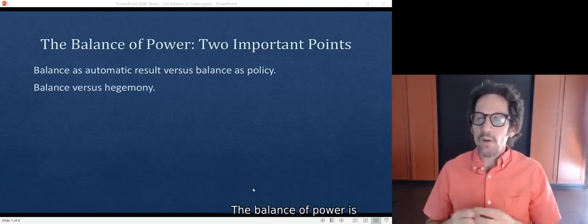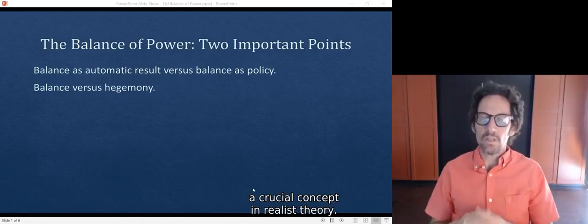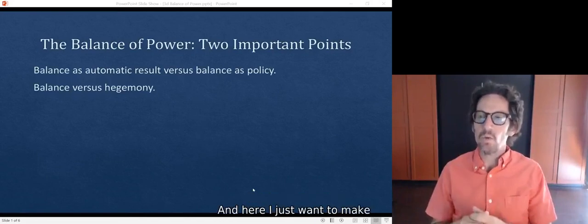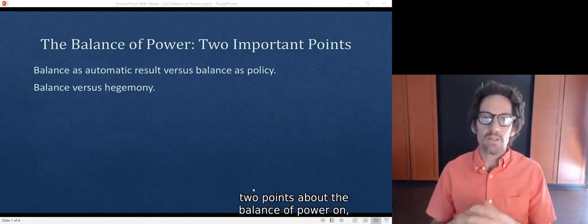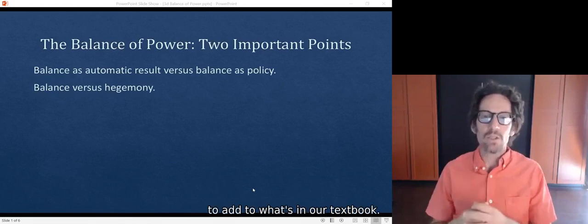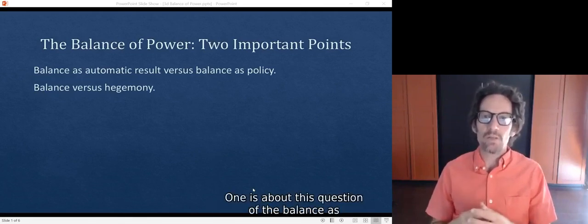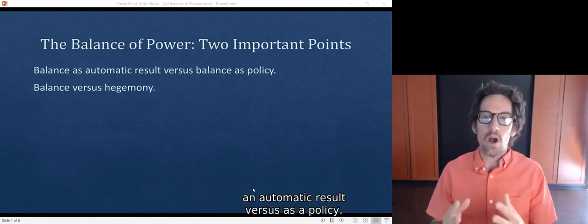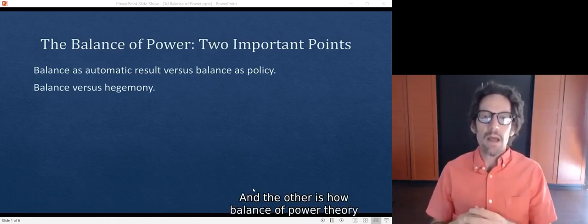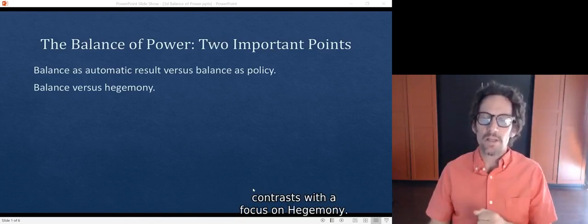The balance of power is a crucial concept in realist theory. And here I just want to make two points about the balance of power to add to what's in our textbook. One is about this question of the balance as an automatic result versus as a policy. And the other is how balance of power theory contrasts with a focus on hegemony.